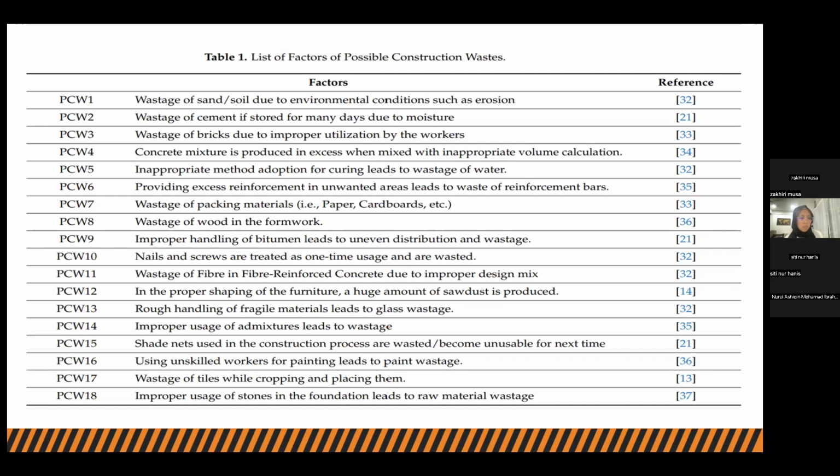These are the possible construction waste sources, number 1 to number 18. The number in the bracket on the right is the reference of the past paper that the researchers used in their research. If I can read here, there are a few, like wastage of wood in formwork, wastage of sand and soil, wastage of tiles. These are lists of possible factors of construction waste. I'm not going to read it all.